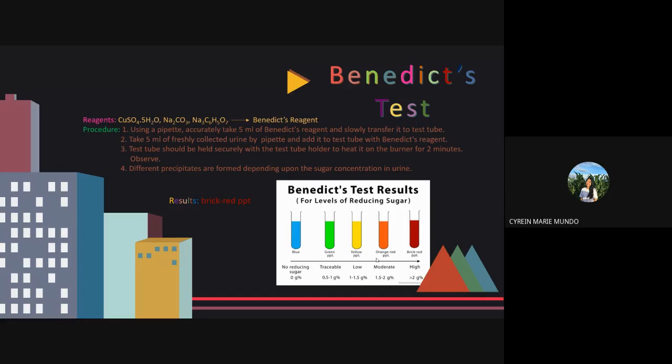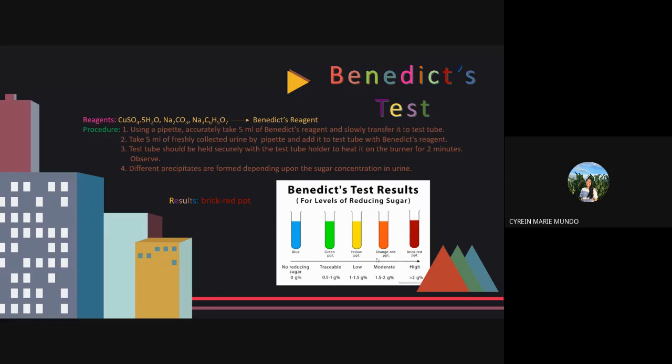2. Take 5 ml of freshly collected urine by pipette and add it to a test tube with Benedict's reagent. The test tube should be held securely with the test tube holder to heat it on the burner for 2 minutes. Then observe the changes. Different precipitates are formed depending upon the sugar concentration in urine. So for the results, as you can see in the illustration below, every color of the results interprets something.